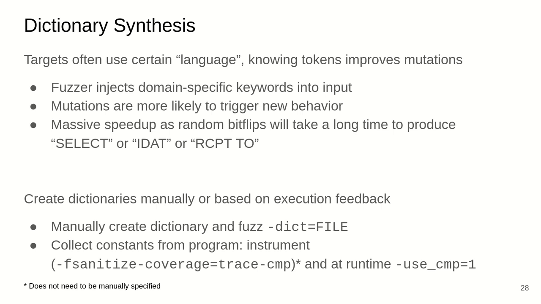You can create dictionaries manually or based on execution feedback, right? So you can just pass a dict file, or you can use trace comp and use whatever is being used in comparisons, using some magic functions that will dump these targets into the dictionary automatically.